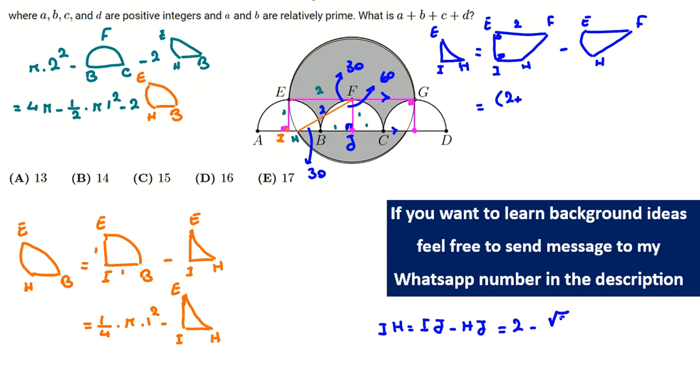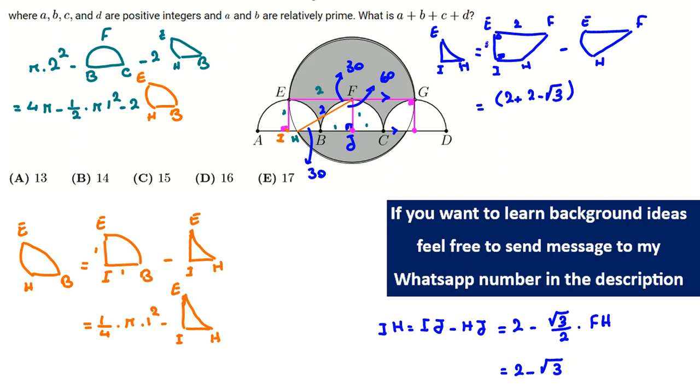So HJ is root 3 over 2 times hypotenuse, which is FH. FH is what? 2. So it will be 2 minus root 3 over 2 times 2, which is minus root 3. Okay, also by Pythagorean theorem, we can find that HJ is root 3. So 2 minus root 3. So HI is 2 minus root 3 times height.